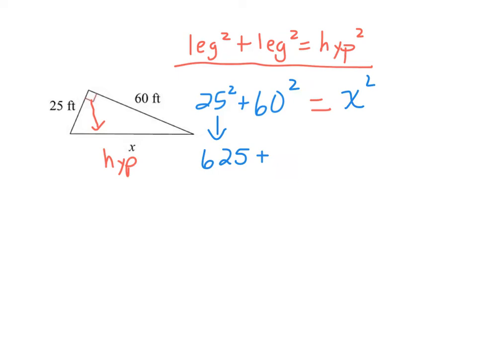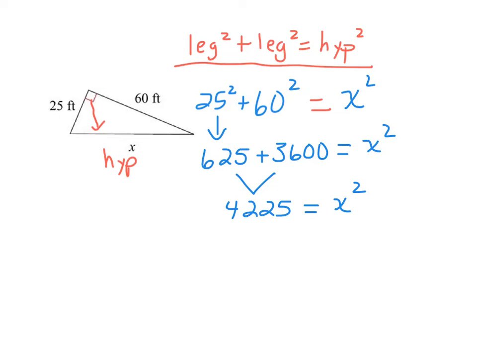60 squared is going to be 60 times 60, and that is 3,600. The x squared has not changed yet. Now we're allowed to add because we don't have any other operations to do. When we do 3,600 plus 625, we get 4,225. And how do we undo squaring? We undo squaring by square rooting.